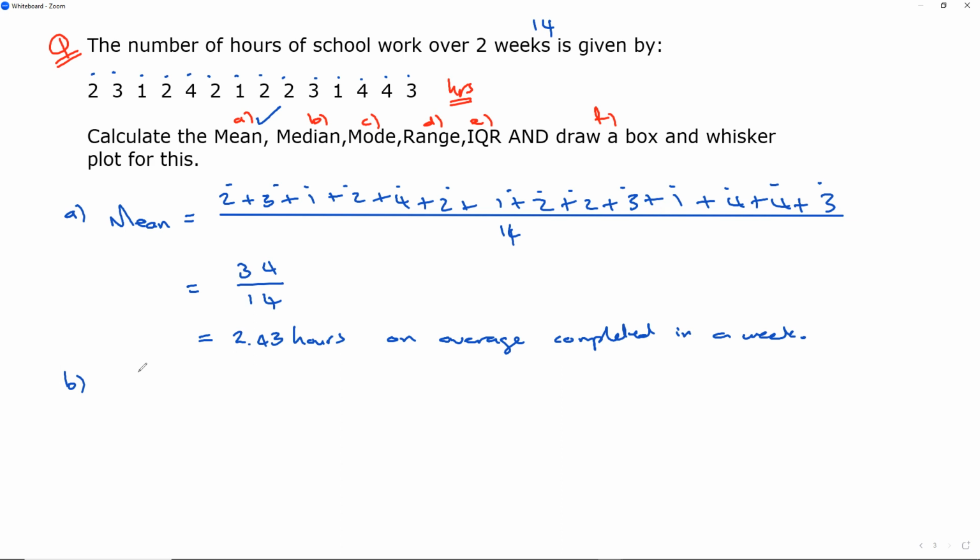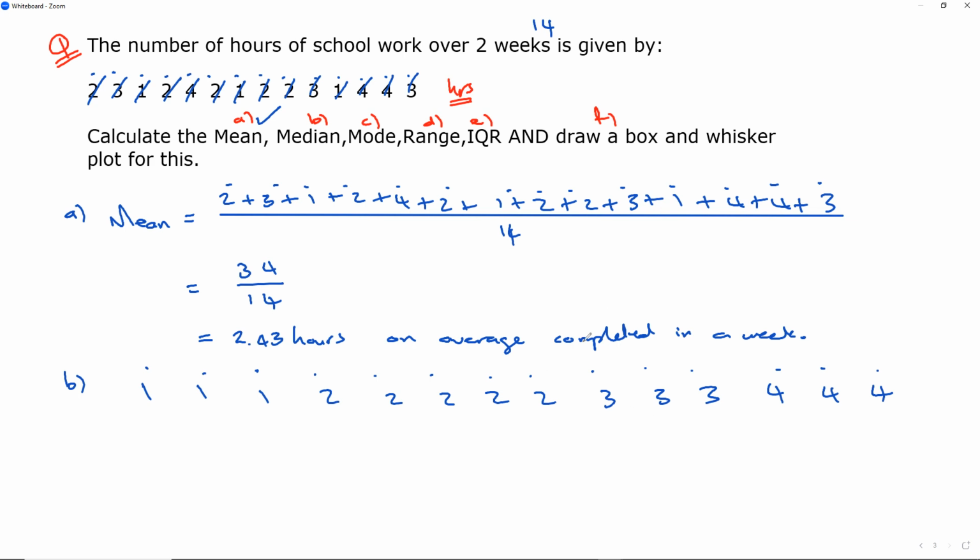Now let's have a look at the median. In order to find the median, we have to put the values from smallest to biggest. So here we would write out each one. Let's count how many ones we've got: 1, 2, 3 ones. Twos: 1, 2, 3, 4, 5 twos. 1, 2, 3 threes. 1, 2, 3 fours. We've got 14 values, so that's all good from smallest to biggest.